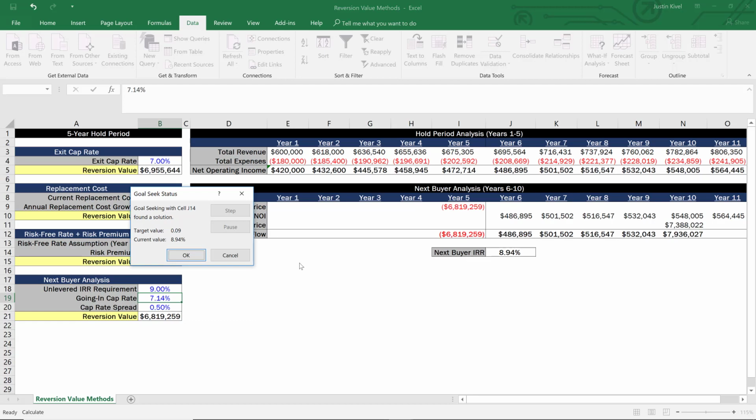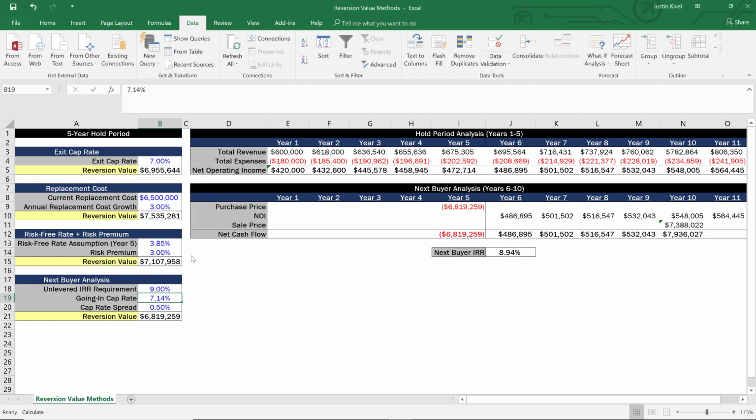Hit OK. In this case, Excel hasn't fully solved this, because sometimes goal seek is not perfect, and we might need to do a little bit of finagling on our own to make this exactly 9%. If we change this to 7.18, hit enter, we're closer. We're at 8.99%. If we do 7.19, there we go. So we have our going-in cap rate right here that's going to give the next buyer a 9% return.